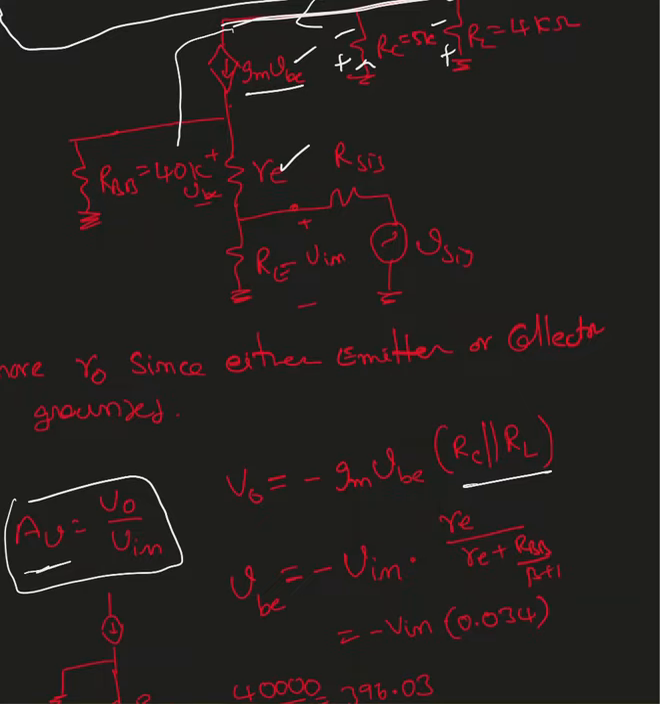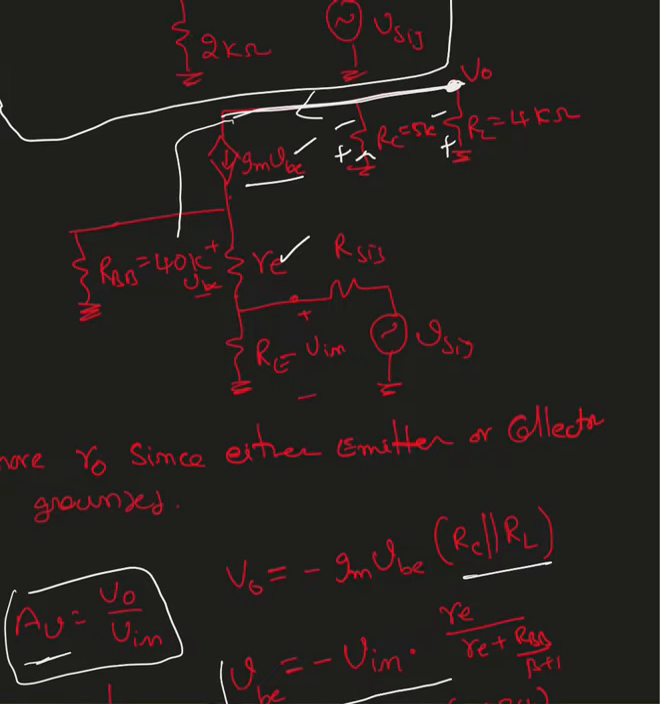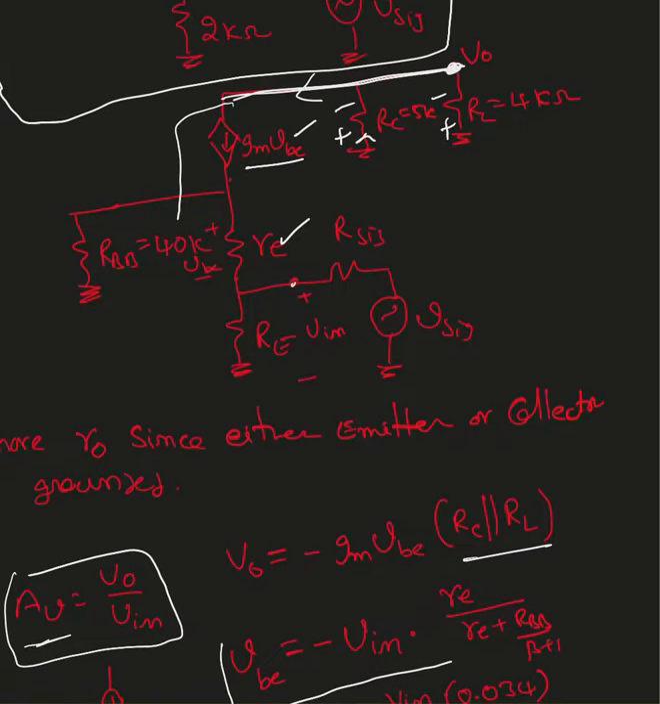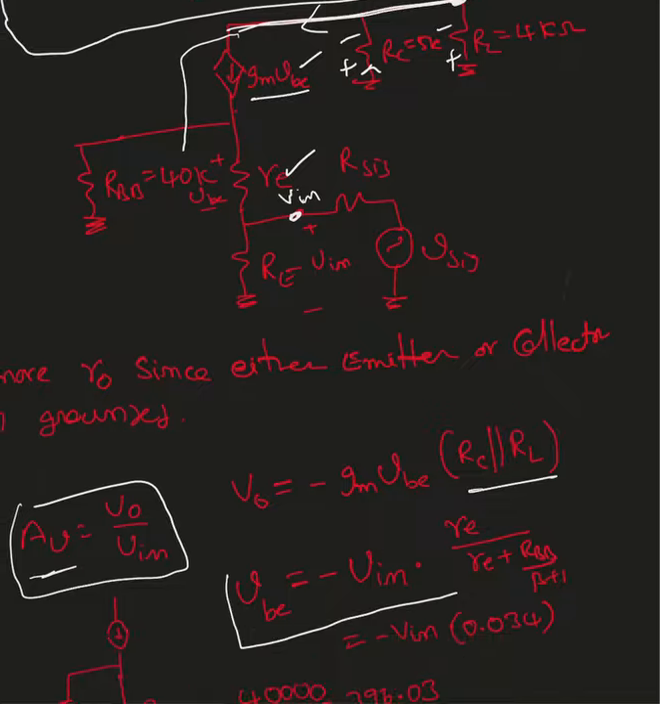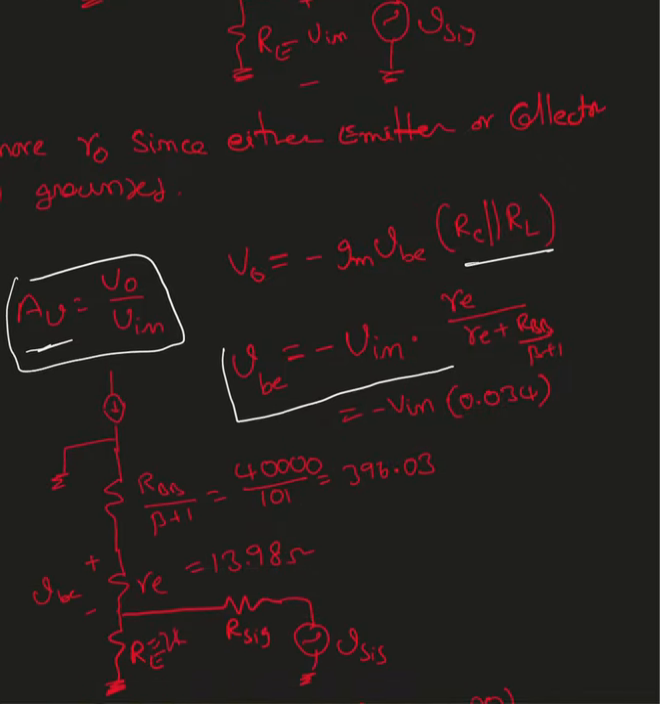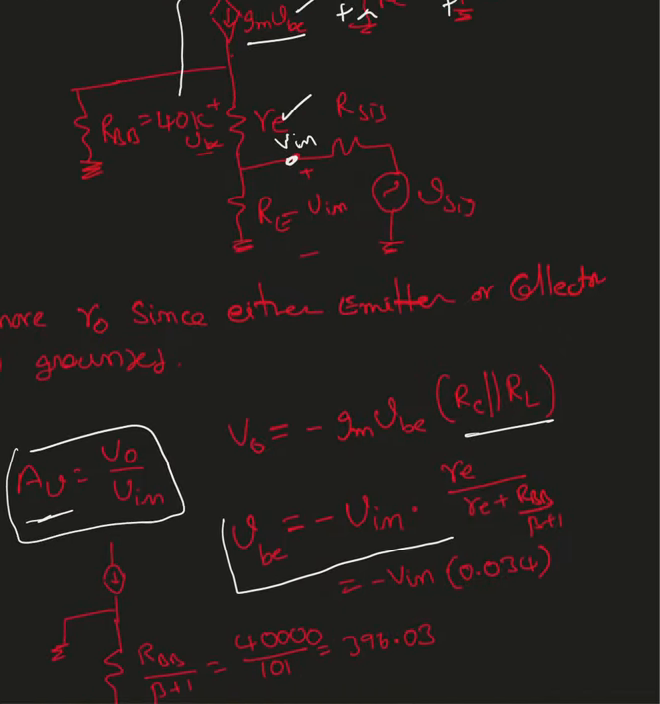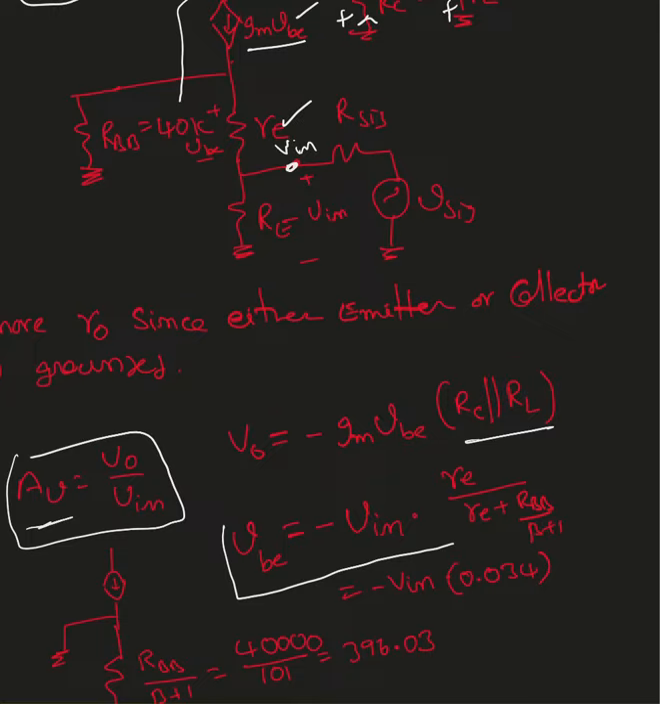Now I'm going to replace this VBE with input voltage. So here is my input, this is my V input. What I did here, I moved this base resistance RB from the base terminal to the emitter terminal.